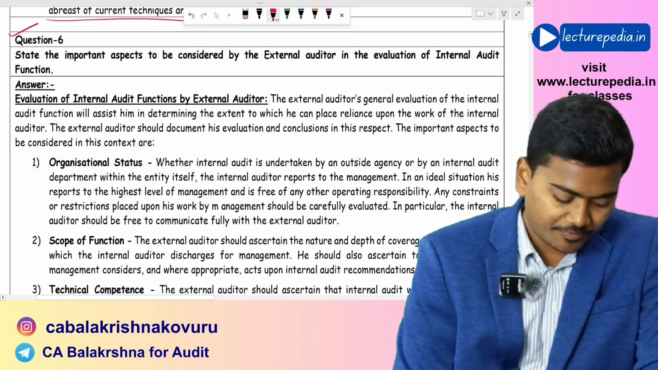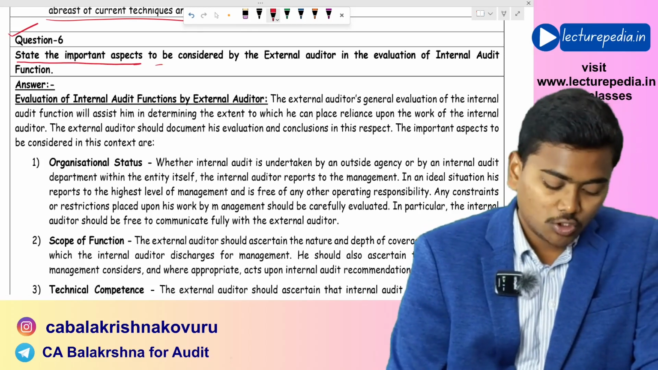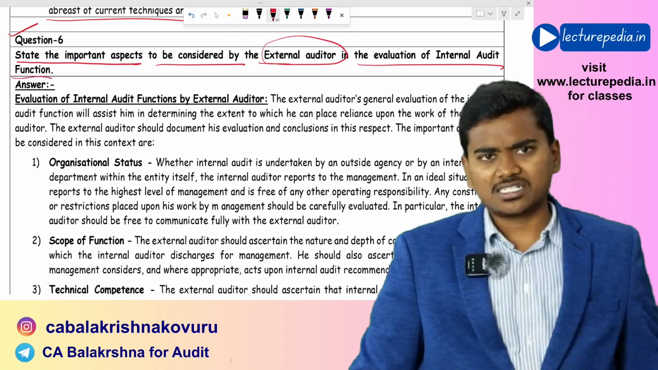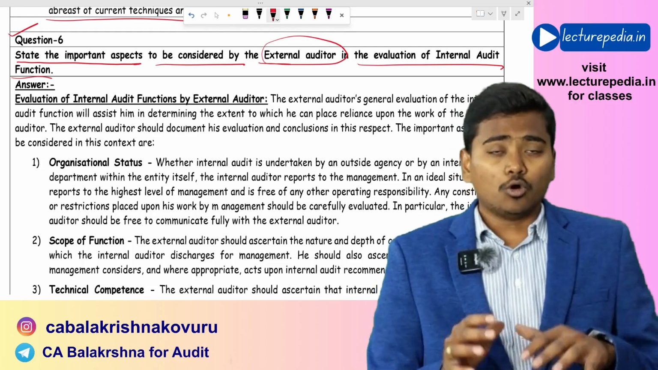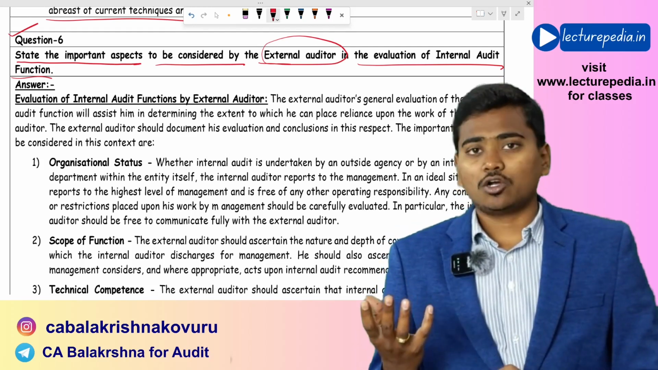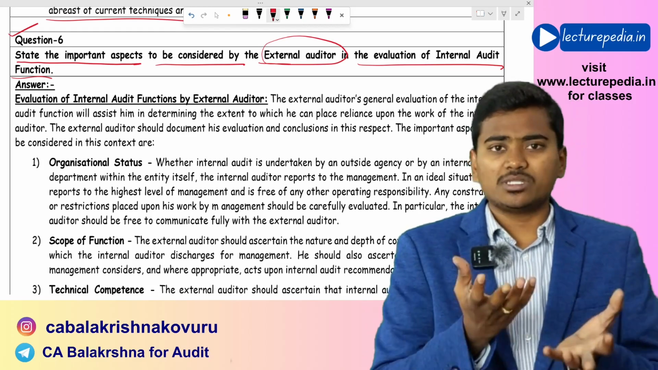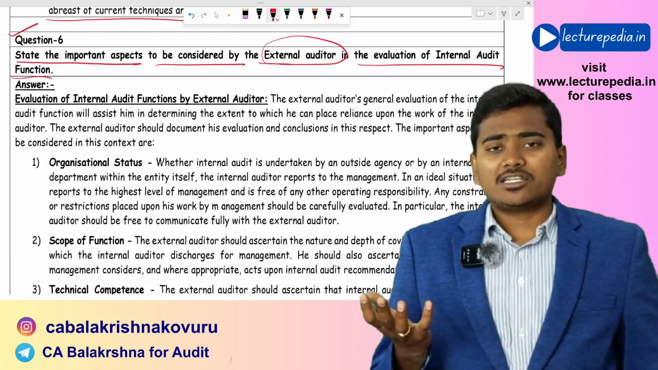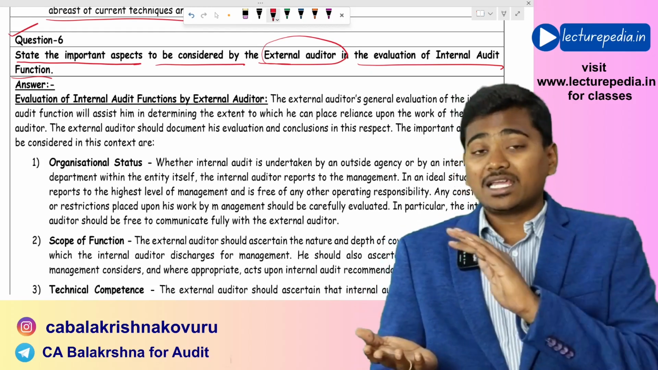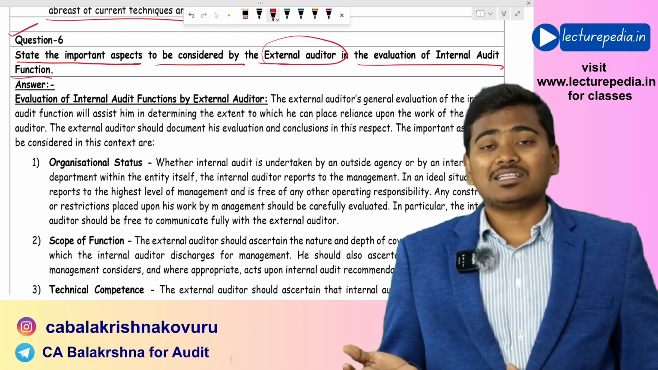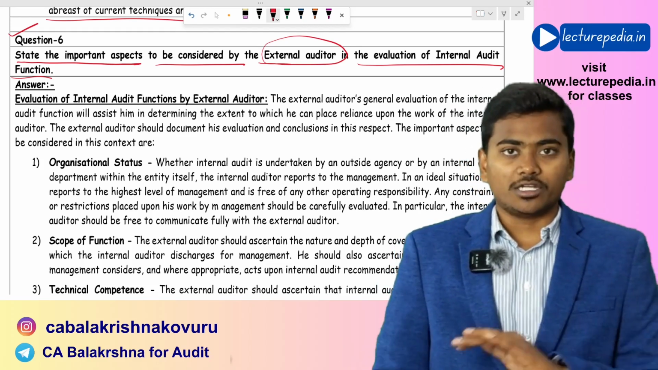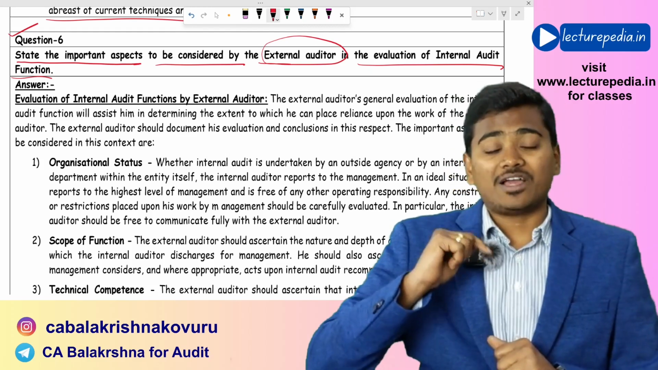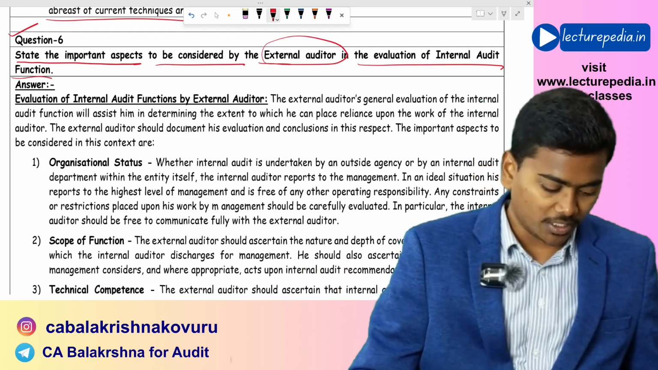question number 6. State the important aspects to be considered by the external auditor in the evaluation of internal audit function. See, basically there will be overlapping of the work that the statutory auditor conducts and the internal auditor conducts. There will be some overlapping of the work that these two auditors will perform. So basically statutory auditor, he will be having less time, so he can decide to use the work that has already been conducted by the internal auditor. Now, in deciding whether to use the work of internal auditor or not, what factors can be evaluated by the statutory auditor?